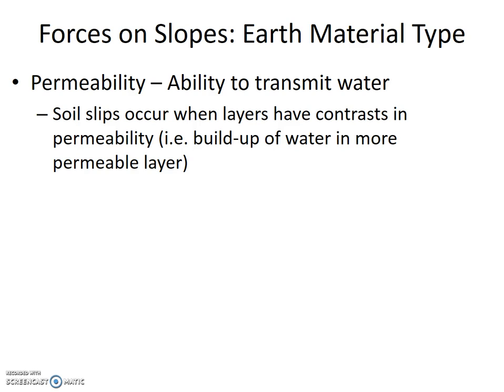The last earth material type characteristic that concerns us in relation to landslides is permeability, i.e. the ability to transmit water. We've mentioned this before. Soil slips occur when layers have contrasts in permeability, i.e. buildup of water in more permeable layer. This increases weight in the waterlogged layer, as well as aid in loss of cohesion in unconsolidated sediments.